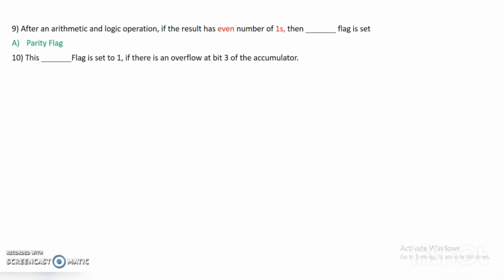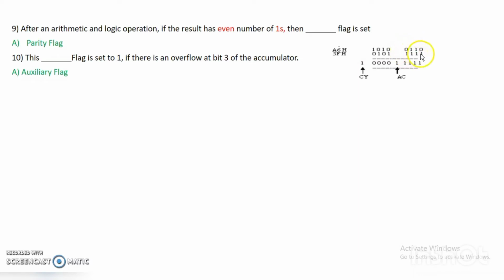Bit number 10. Dash flag is set to 1 if there is an overflow at bit 3 of the accumulator. So the answer will be auxiliary flag. Now I'll be showing you what is auxiliary carry and what is carry bit. Here I'm taking one operation of these two numbers. This is called the lower 4 bits, and this is called the higher 4 bits. The higher 4 bits are called the higher nibble and the lower 4 bits are called the lower nibble. You should not call them lower bits, you have to call it the lower nibble.